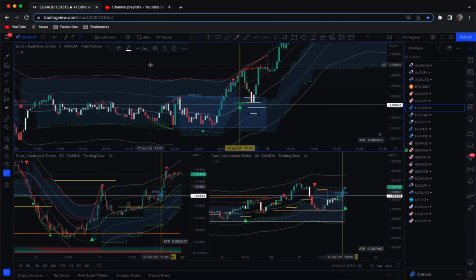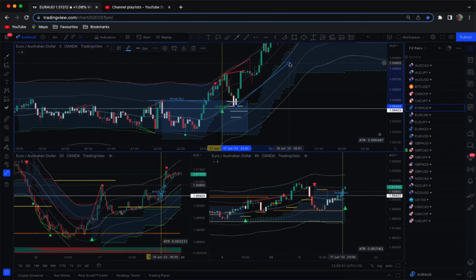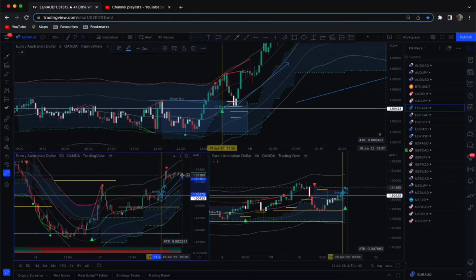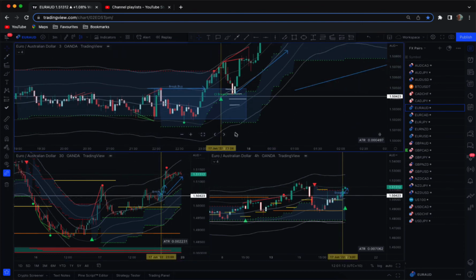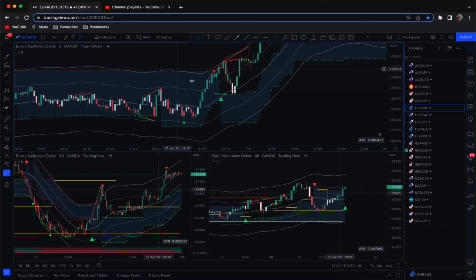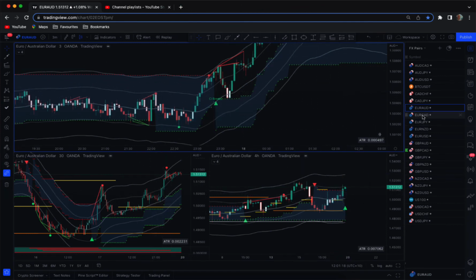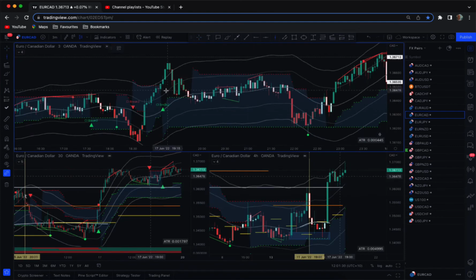We might get a couple of orders filled through here. There's a trade. So far so good. Set up your stop loss according to the time frame you want to trade it on. Okay, so that's the setup. Euro CAD, what does that look like? Mark up the last signal.